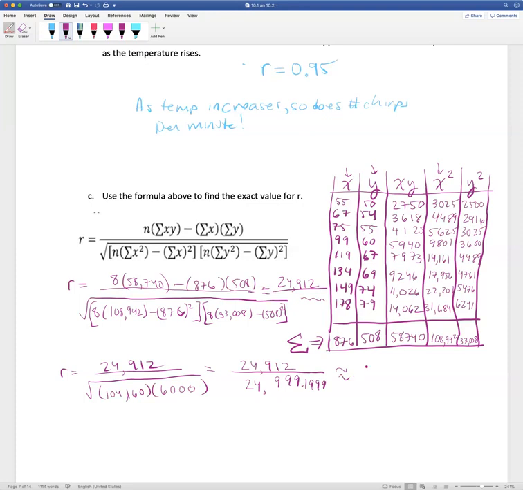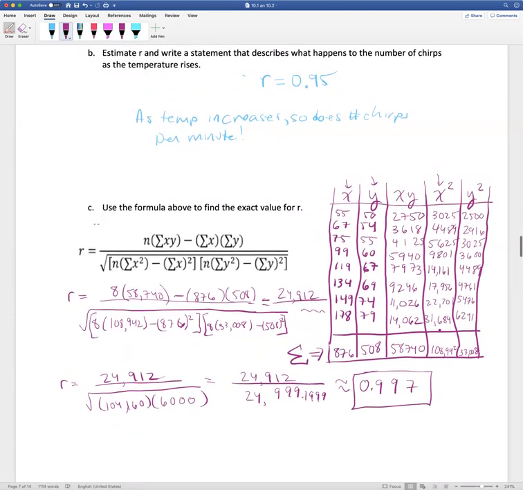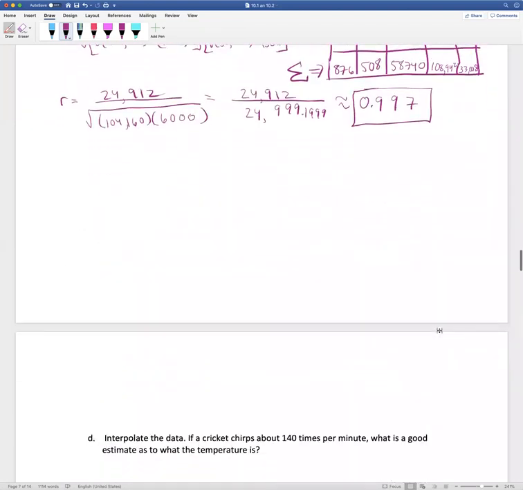So the last thing we're going to do is divide those two, and then we're going to round the answer to 3 decimal places. 24,912 divided by 24,999.1999, and we get 0.997 rounded to 3 decimal places. So there is a very strong linear correlation between the temperature outside and the number of times that a cricket chirps per minute. And this is the exact value for R.